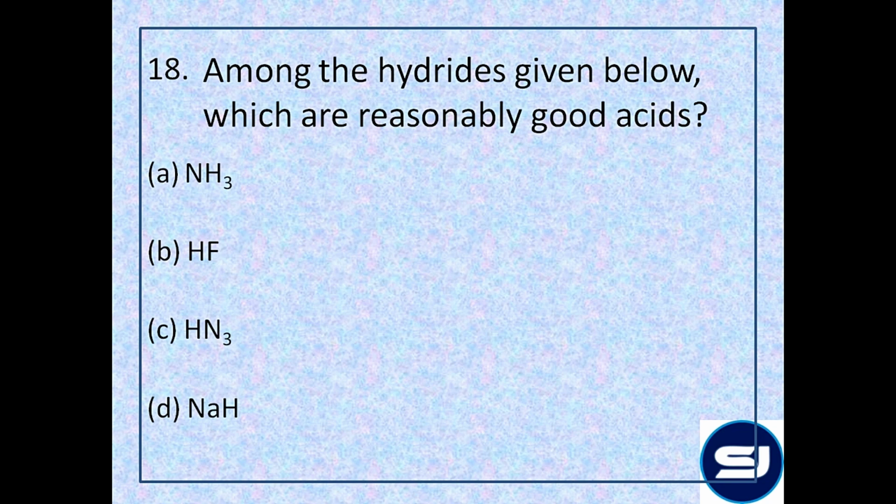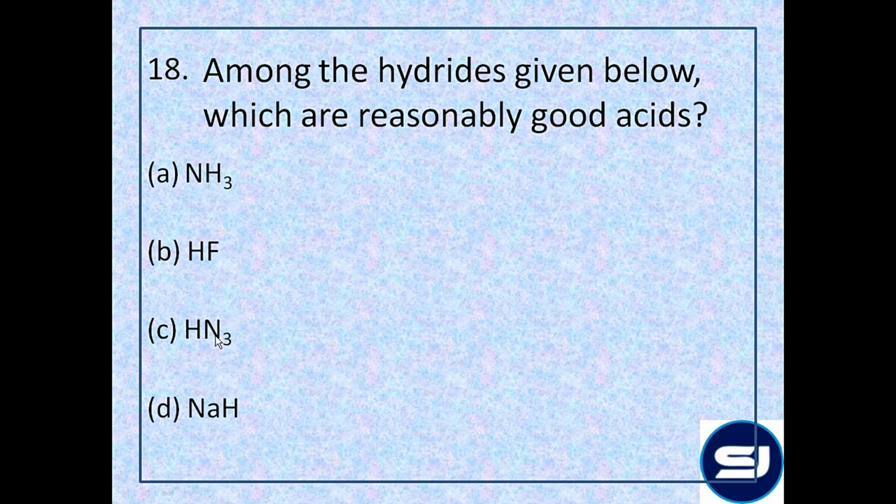Now, for any compound to behave as a good acid, it should be able to release H plus and the anion formed should be highly stable. In case of ammonia, the nitrogen has a lone pair and it will have a tendency to accept H plus, so it will behave as a base. HF is a good acid because it can give away H plus easily due to the formation of a stable fluoride ion.